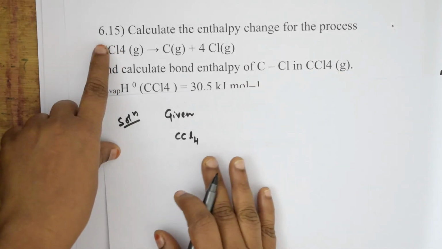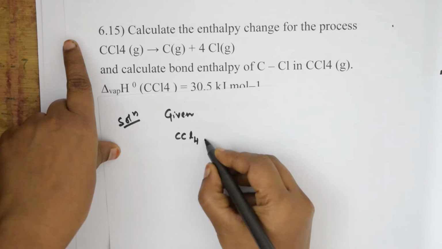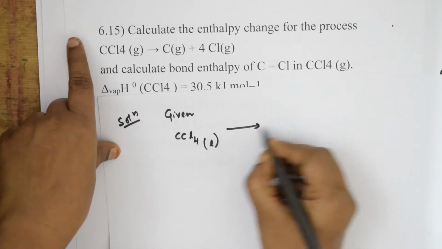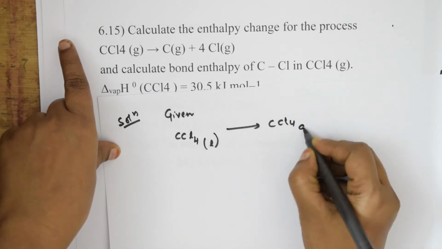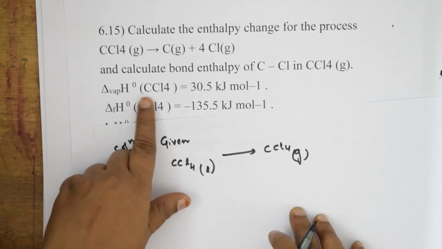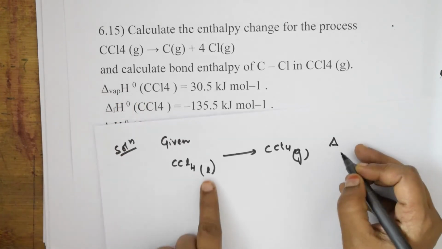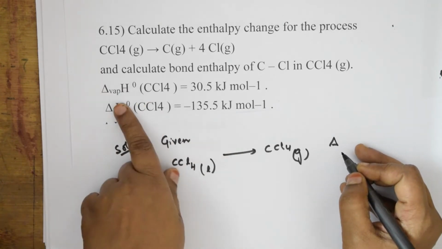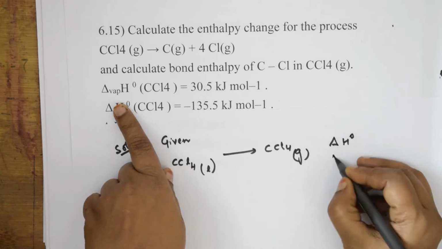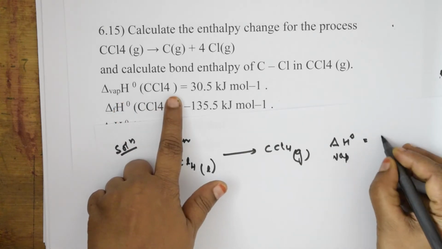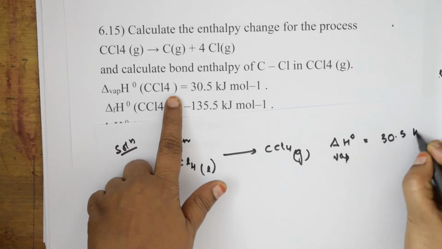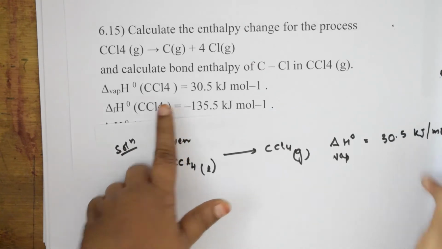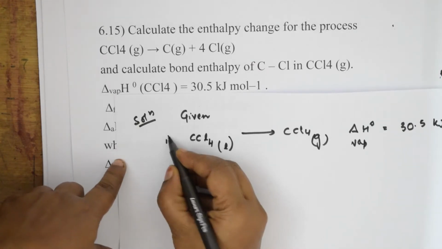That's why you need to start from the liquid state and then convert into gas. For this CCl4 gaseous state, how much is delta H vaporization? Because the conversion of liquid to gaseous state is nothing but delta H vaporization. It is equal to 30.5 kilojoules per mole. This is also over. Let us name this reaction 1.